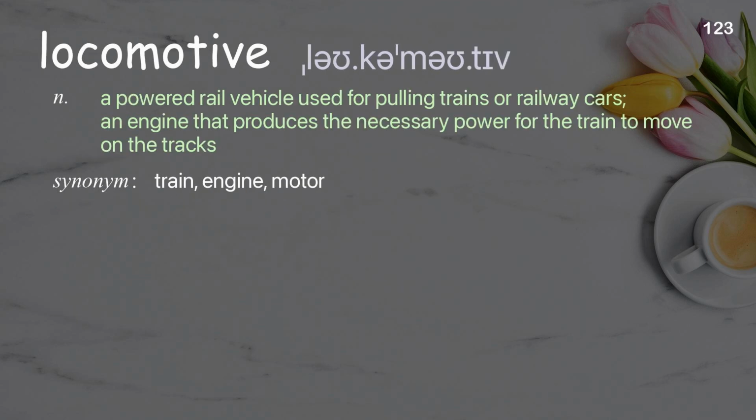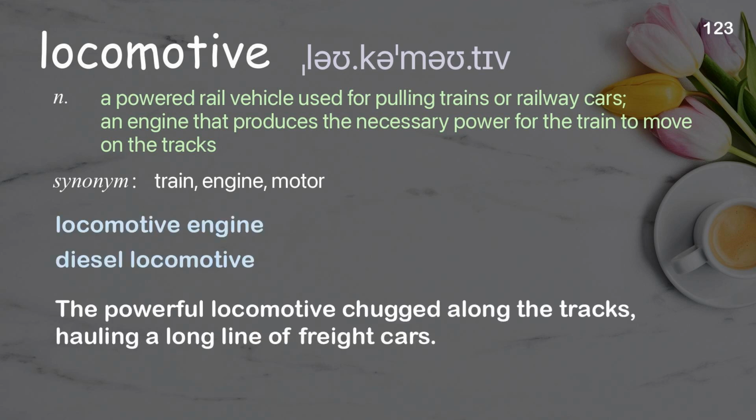Locomotive. A powered rail vehicle used for pulling trains or railway cars, an engine that produces the necessary power for the train to move on the tracks. Examples: locomotive engine, diesel locomotive. The powerful locomotive chugged along the tracks, hauling a long line of freight cars.